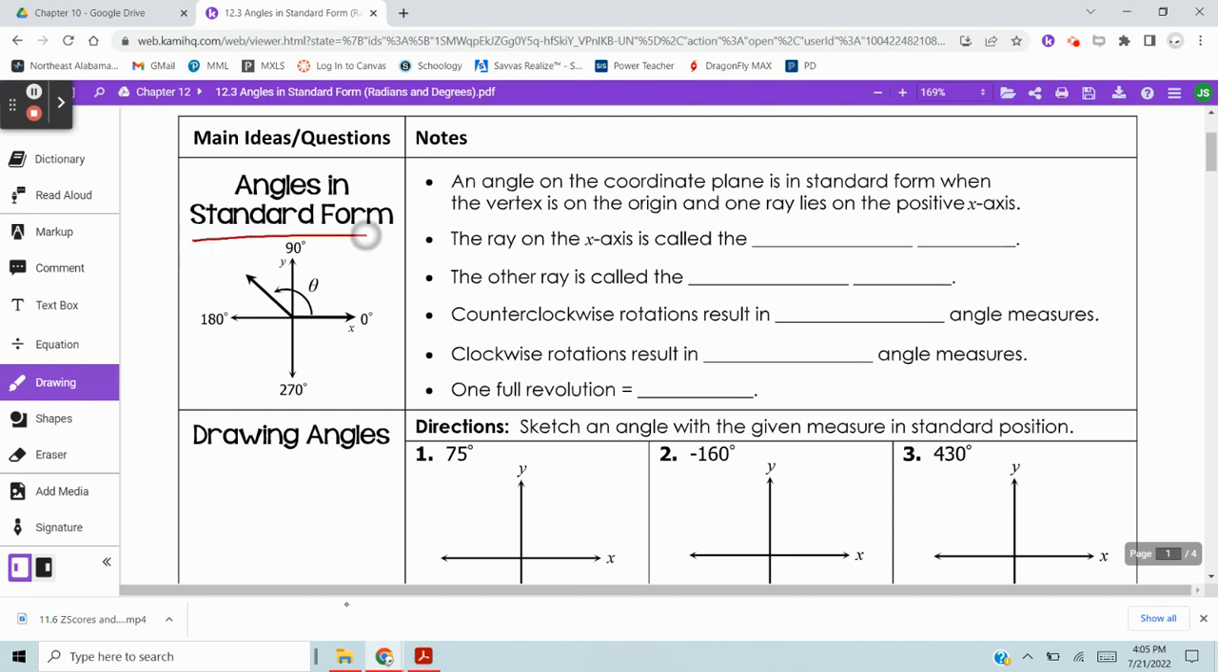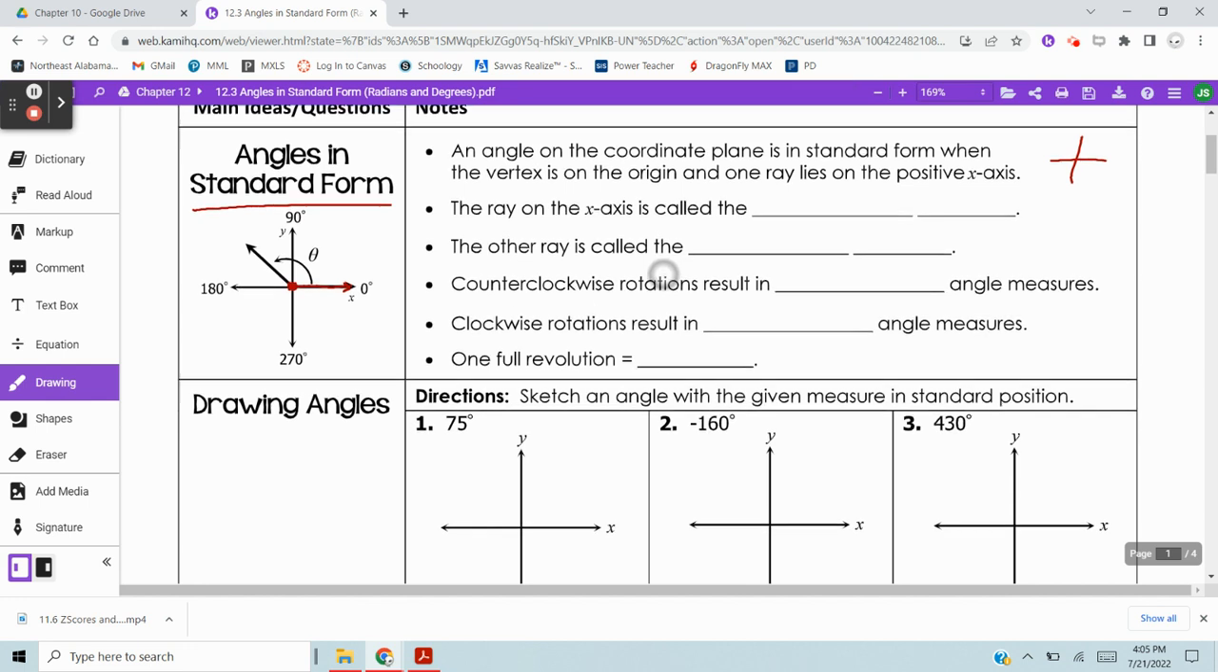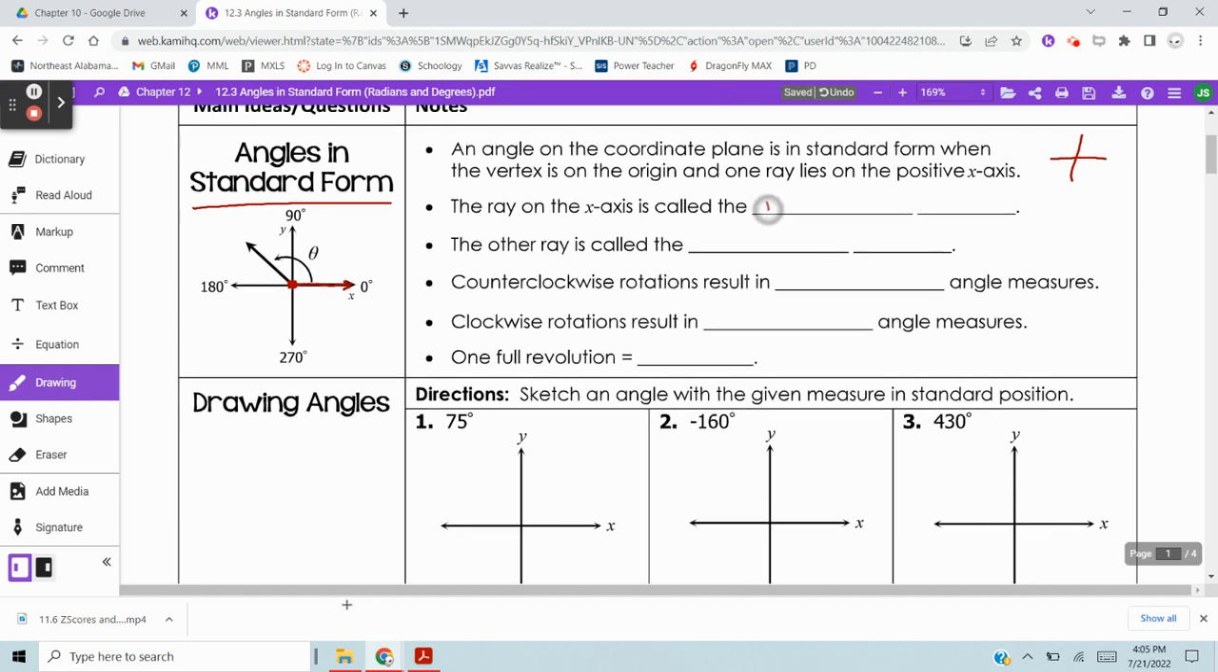So angles in standard form, we're actually going to graph these angles. And it says an angle on the coordinate plane, and that's that same XY coordinate system that we've always graphed on. An angle in the coordinate plane is in standard form when the vertex, and that's the actual intersection point on that angle, is at the origin, that's the (0, 0), and one ray lies along the positive x-axis, and that would be here. The ray on the x-axis is called the initial side.